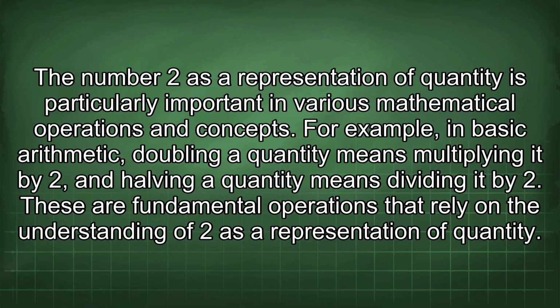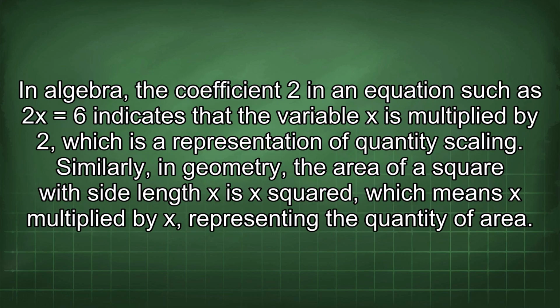For example, in basic arithmetic, doubling a quantity means multiplying it by 2, and halving a quantity means dividing it by 2. These are fundamental operations that rely on the understanding of 2 as a representation of quantity. In algebra, the coefficient 2 in an equation such as 2x = 6 indicates that the variable x is multiplied by 2, which is a representation of quantity scaling.